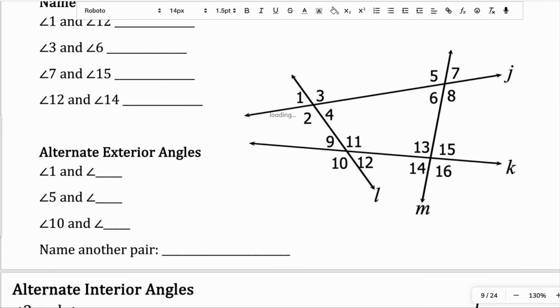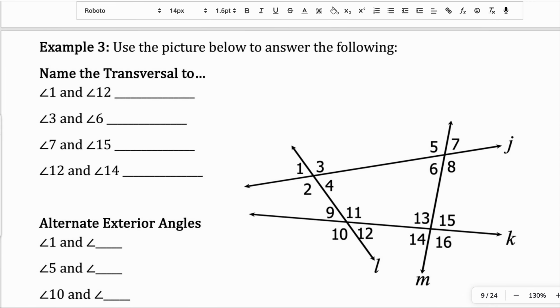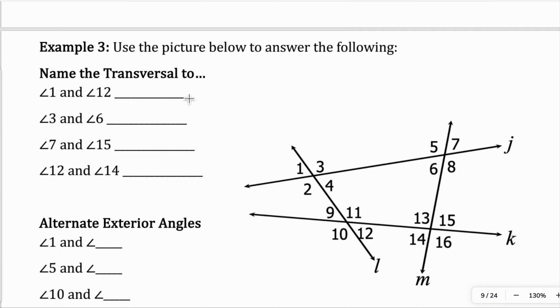Next up, we're going to practice labeling even more. It says use the picture below to help answer the following. So name the transversal to the following pairs of angles. So angle 1 and angle 12 are here and here, and they are being intersected by transversal L. 3 and 6 are here and here. They're intersected by transversal J. 7 and 15 by the transversal M. What do we think about angle 12 and 14? That one is going to be transversal K.